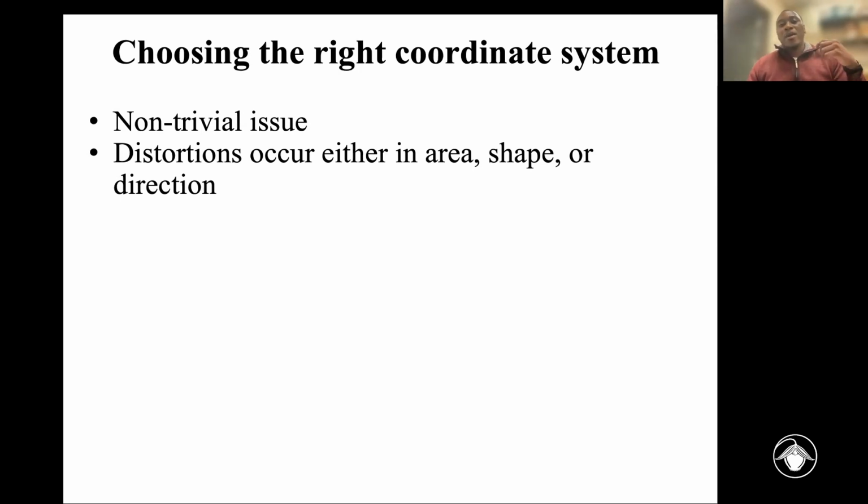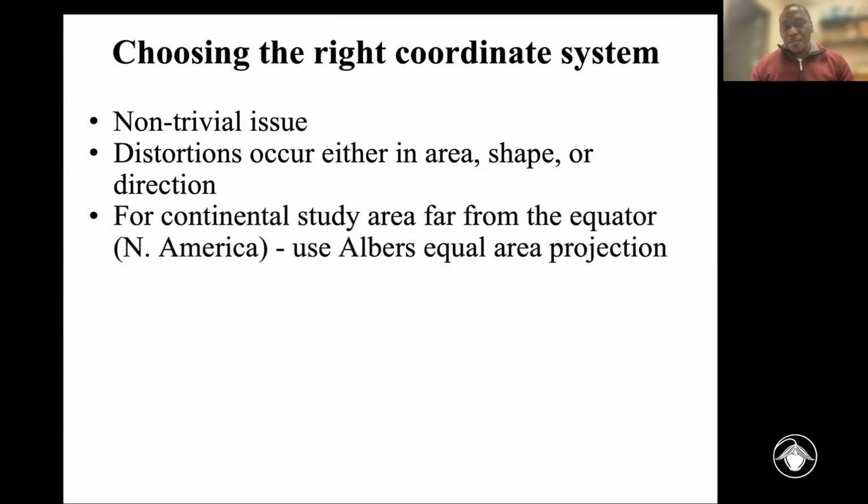So we always recommend using the right coordinate system, and I say the word right in quotes, such that you want to choose a coordinate system that minimizes those distortions. So for example, if your study is at the continental level, say you're working with the entire North America, it is usually advised to use the Albers equal area projection, that is, you're using a projected coordinate system that is, for example, UTMs, the Universal Transverse Mercator.